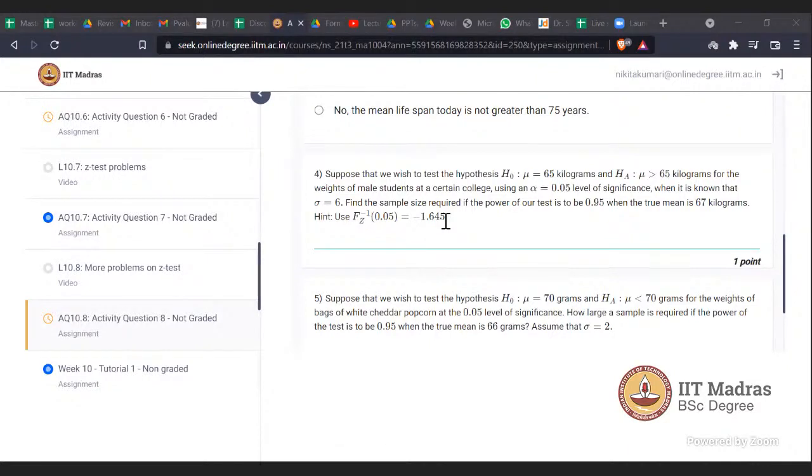The true mean is given to be 67 kg and the power is 0.95. So I've written down everything.